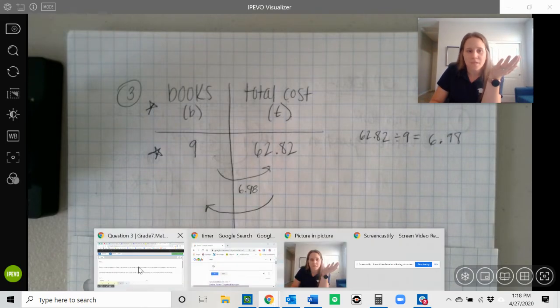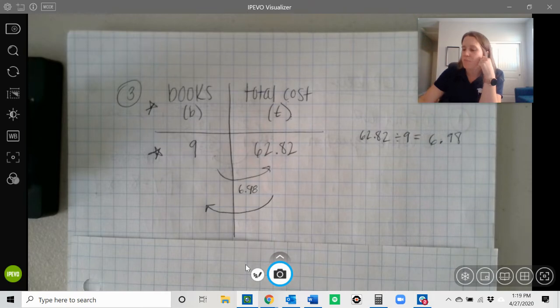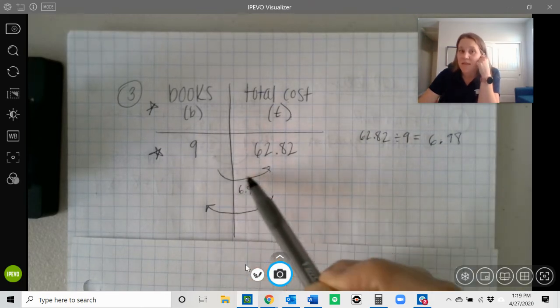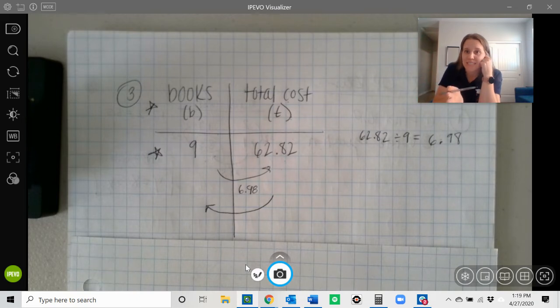Well, in the question, my equation starts with T equals. So the total cost equals something times the number of books, B. So I know I'm going to be multiplying times the number of books. So I'm going from, in my table, left to right. If you reversed your columns, your arrow will go from right to left. That's the constant of proportionality we want, right?